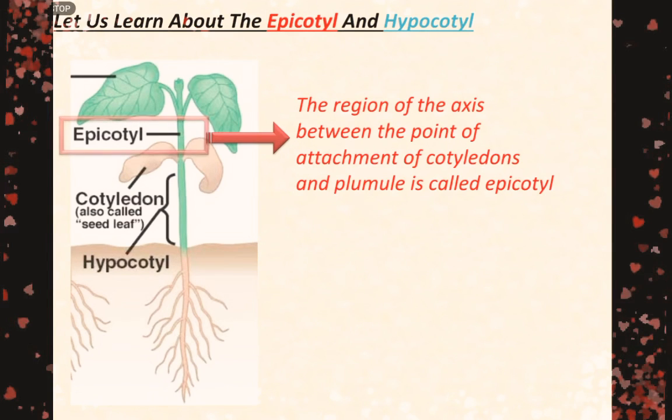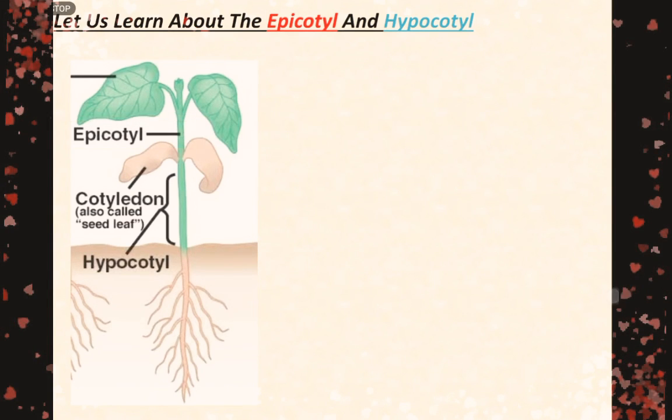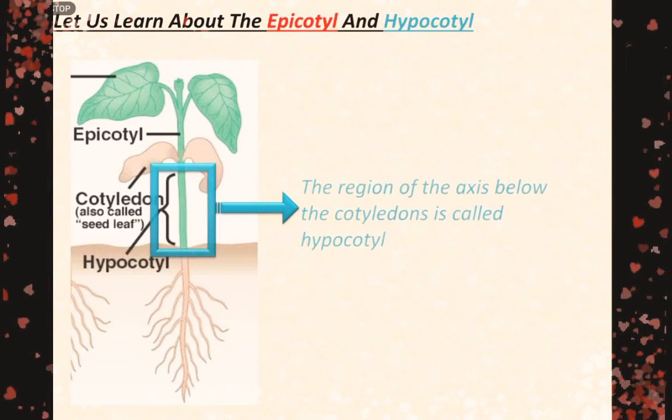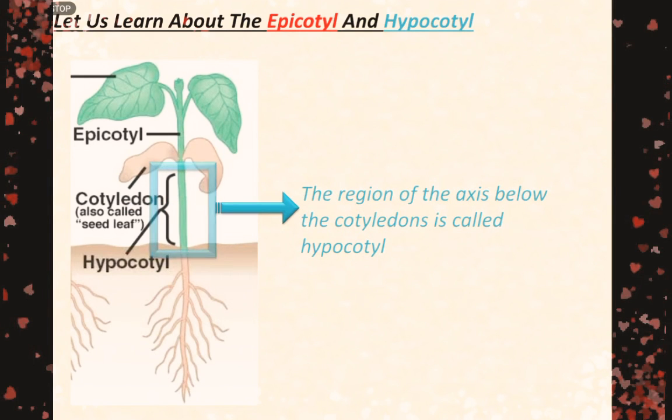Now, let's learn about the hypocotyl. The region of the axis below the cotyledons is called hypocotyl. Remember, you know the cotyl, right? Where the cotyledons attach is called cotyl, and above the cotyl is called epicotyl. Epi means above, and the region below is called hypocotyl, which means below.